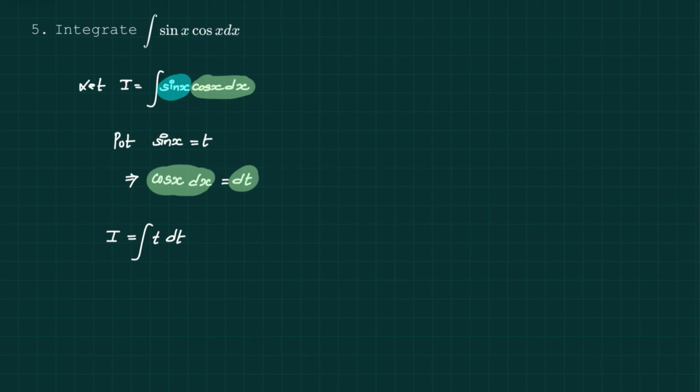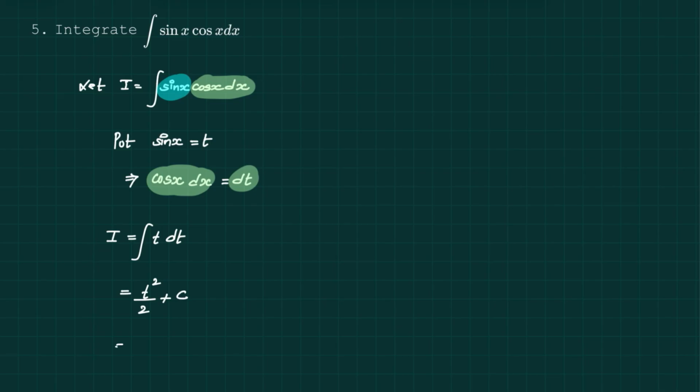This sin x is t, which we have assumed, that's why I am writing t here, but this cos x into dx is dt from this equation. So instead of that cos x dx I am writing dt over here. And now my integration is simple. So the integration of t is t to the power 1 plus 1, that is t square, by 1 plus 1, that is 2, plus c.